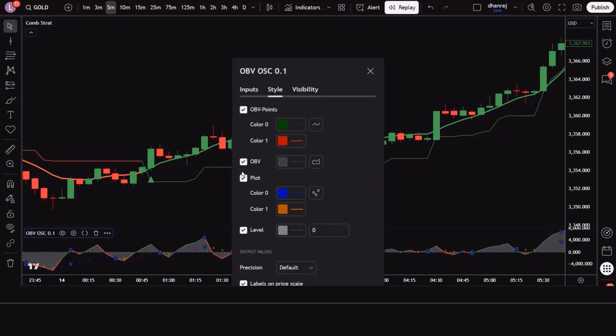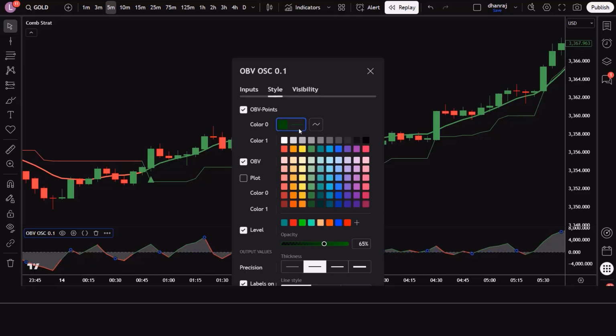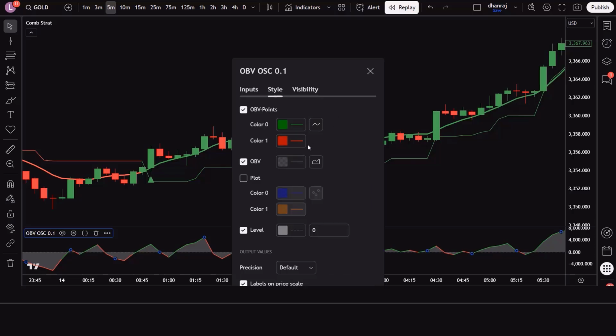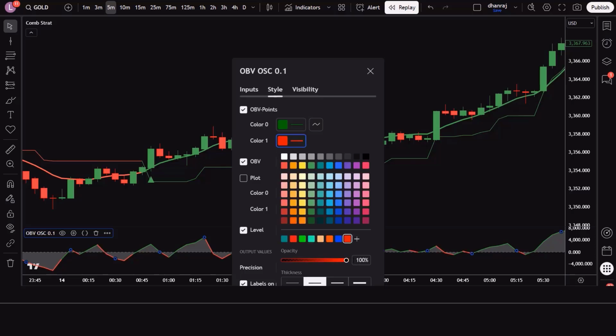We have to keep this option hidden. Increase the opacity of green color. Increase the opacity of red color. Now our setup is ready.